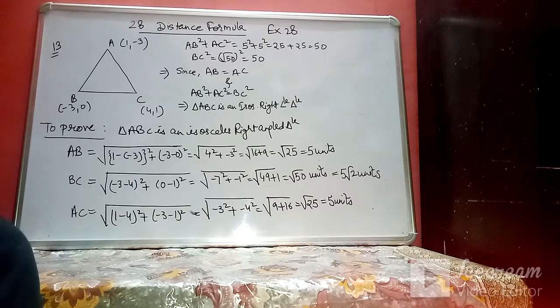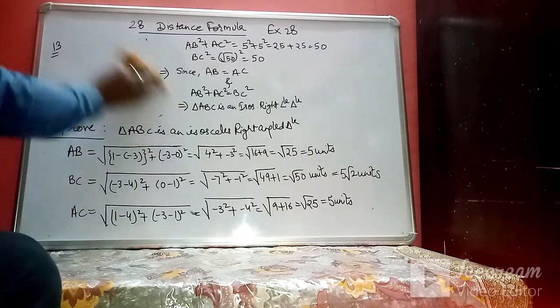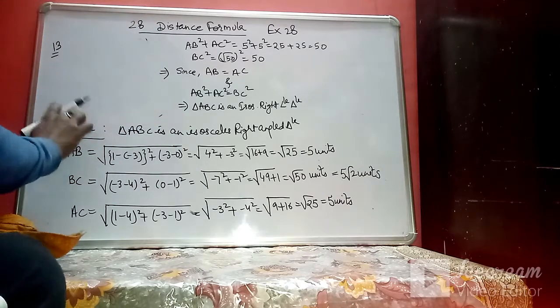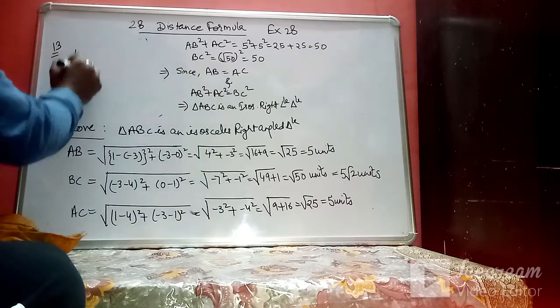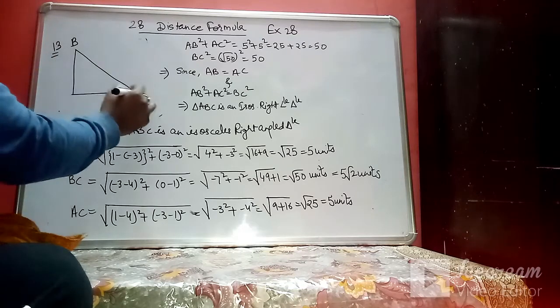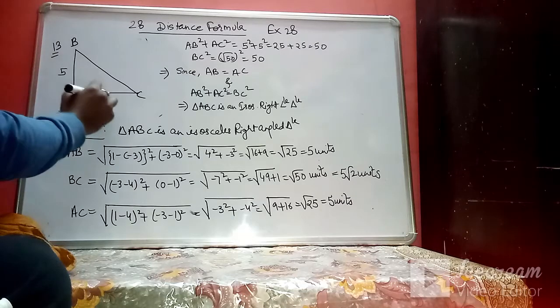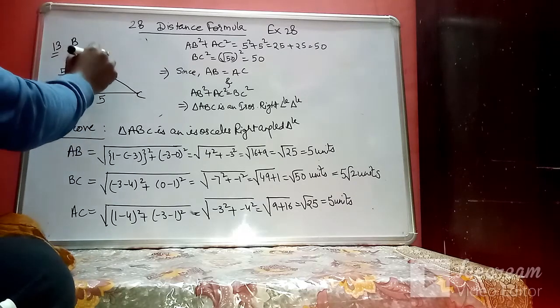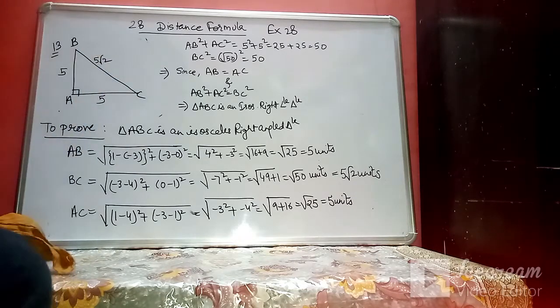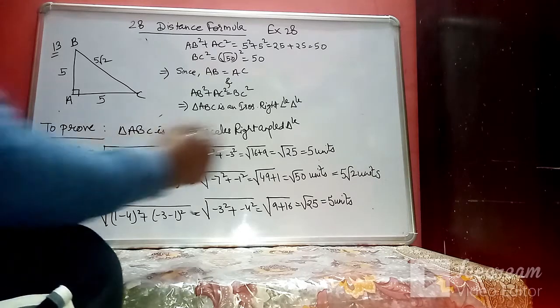Since it becomes a right angle triangle, this figure will be modified like this. Now we know that BC is our hypotenuse, so we can modify this figure like this. It will be B, C and A. So this will be our actual figure. This is 5 and this is 5 and this is 5 root 2. Okay, the last thing that is asked in this is to find the area.